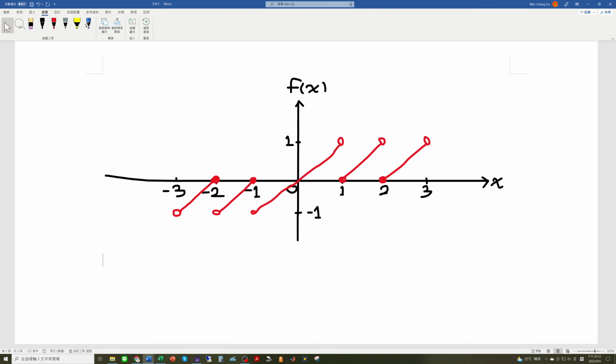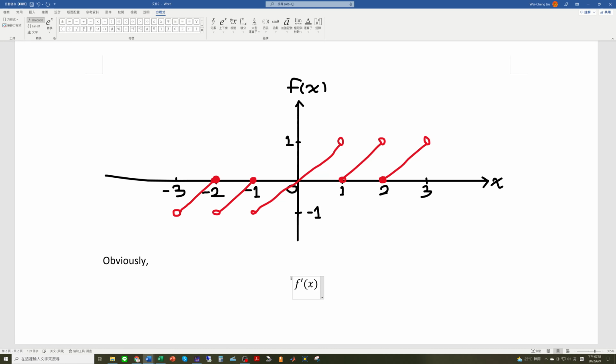Okay, so obviously, excuse me, f prime of x is equal to 1, because you can see that the slope of the graph of f of x is always equal to 1. So this is equation 8.